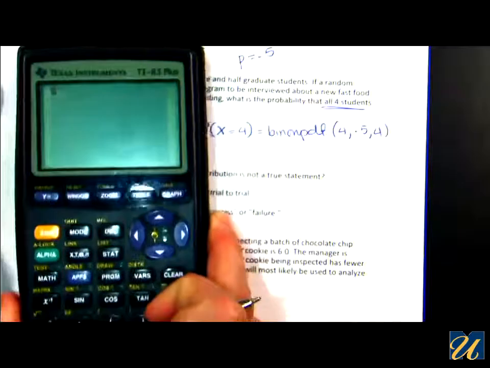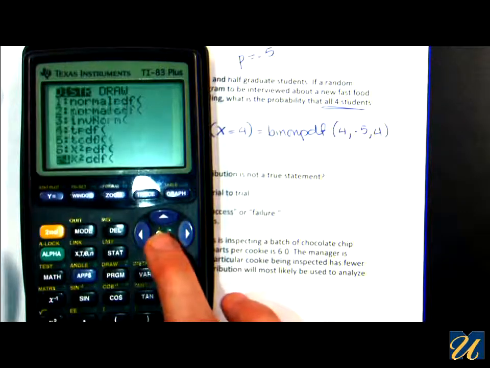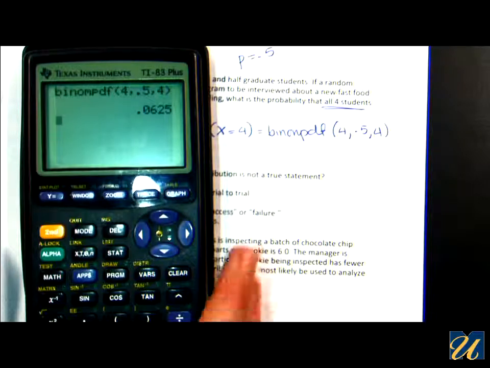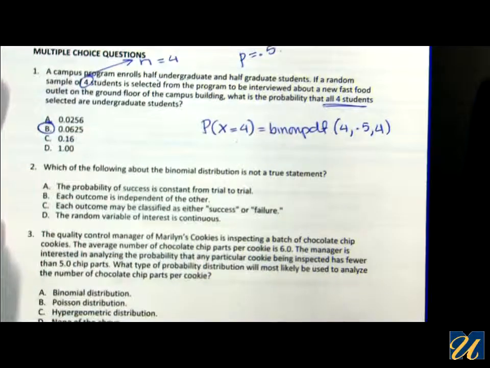So let's use our graphing calculator. Second vars, binomial PDF, 4, 0.5, 4, close parentheses, enter. So your probability will be 0.0625. So B will be the correct answer.